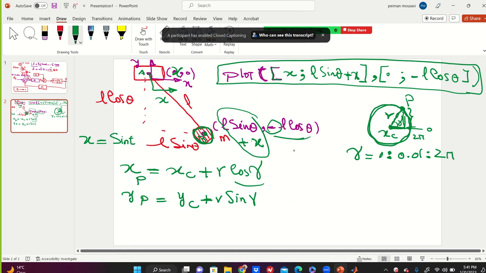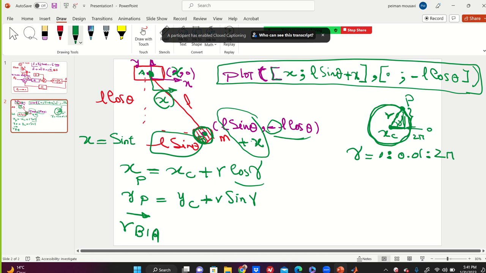Yes, because if this point was fixed, with no motion, the x of the circle would be only L sine theta, right? But this is moving by itself by the amount x of t. So it's going to be L sine theta plus x. If you remember how we derived the equation of motion, go and look at the r of p with respect to point C, I mean this point, say B, to the point A. See how I developed that?